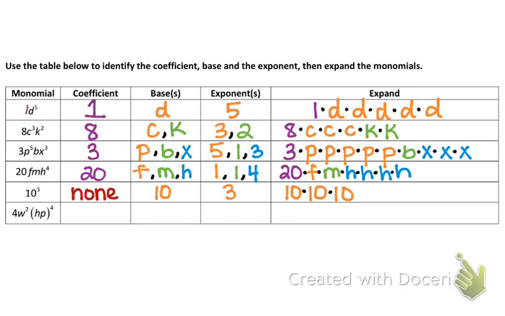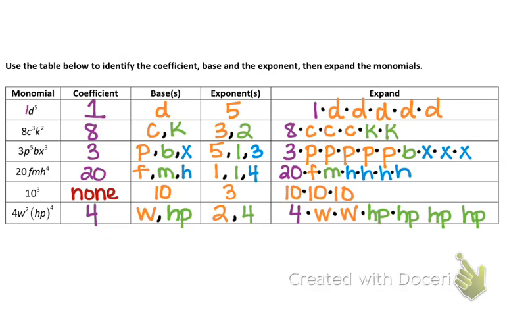So 10 is being raised to the third power, which means that we'll have 3 10s that we are multiplying together. In this last example, our coefficient is 4, and our bases we're going to write a little bit differently. Since the quantity of HP is being raised to the fourth power, we're considering HP as one base that's being raised to the power of 4. So how would we write this? We have 4 times my 2 W's and then 4 copies of HP. And these are all multiplied together. There are other ways that we can write this in expanded form, and maybe you can try one on your own.